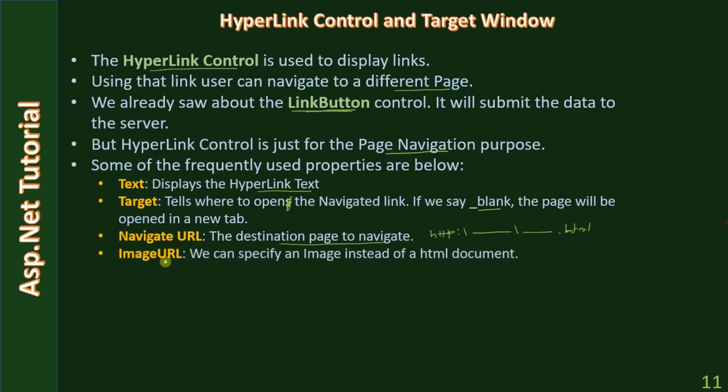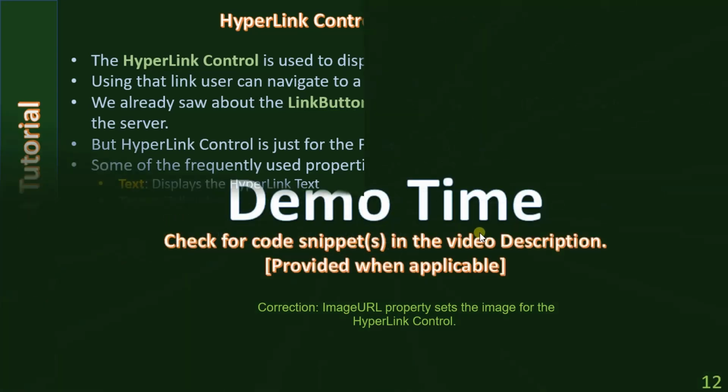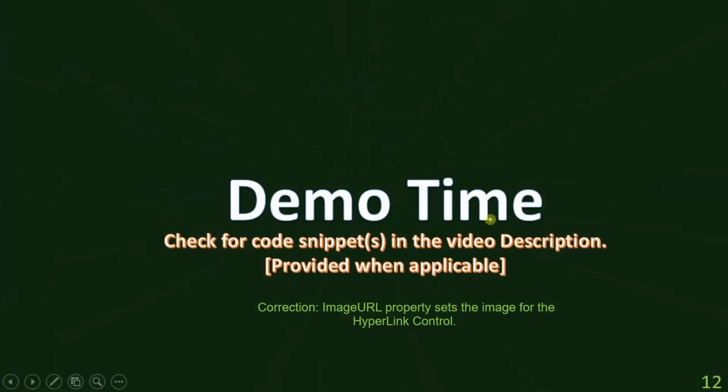Image URL, so that's also a property. Using this property, we can specify image instead of HTML document. Now let's go to the demo and use the hyperlink control.